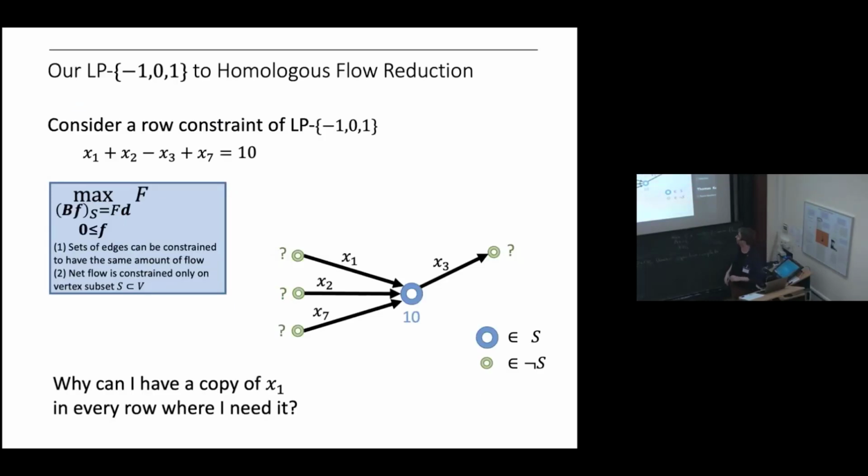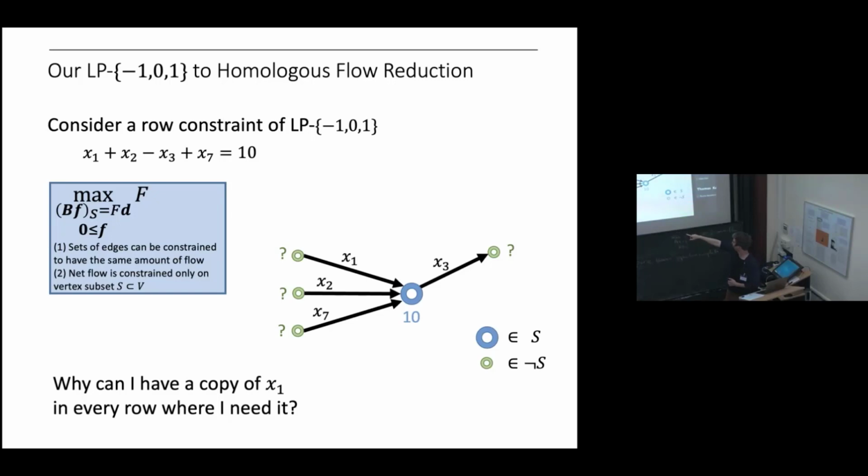Okay, so now let's see how homologous flow can express a row constraint of the form -1, 0, or 1. So I have a row here which has plus x1 plus x2 minus x3 plus x7 equals 10. I'm just going to make, for every variable, an unconstrained vertex and then an edge, and then I send x1, x2, and x7 into this vertex, and x3 out of it, and the net flow should be 10. And this quite clearly expresses that constraint up there.